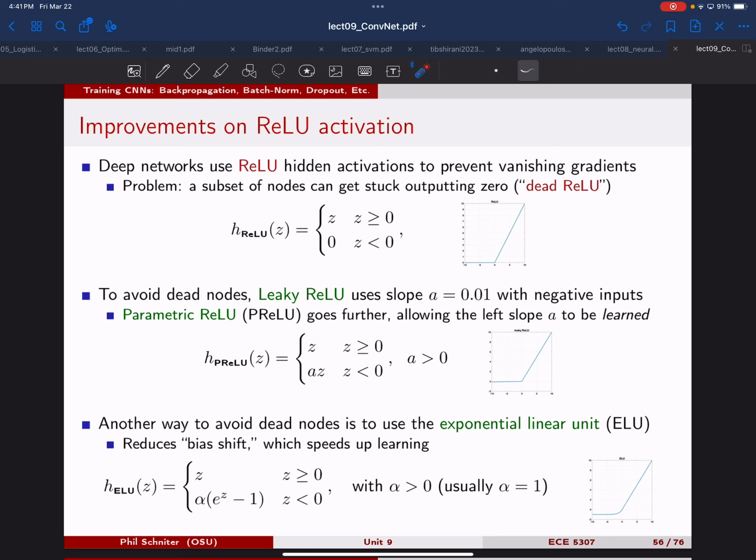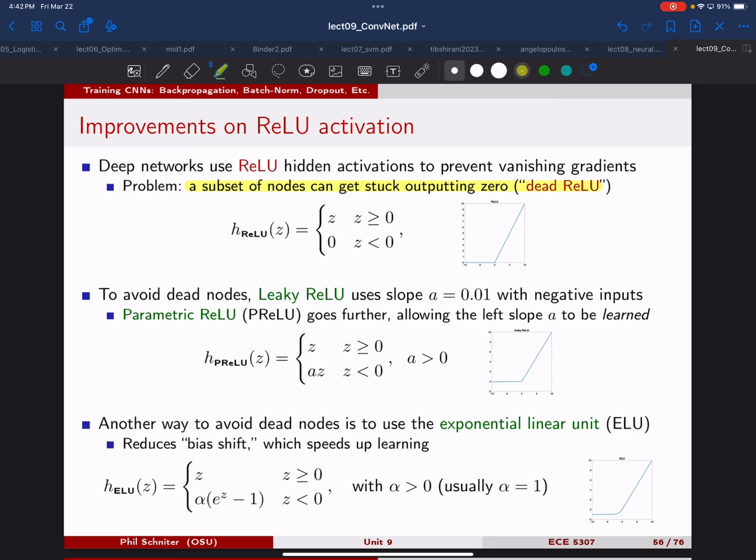But now this causes a new problem, which is not a super common problem, but it is something that can happen, which is the dead ReLU problem, where a subset of nodes can get stuck outputting 0 for all training and all test samples. So it's like there's these nodes that somehow, when training, you got into this local optima that is just basically not using this node at all. So it's getting kind of wasted.